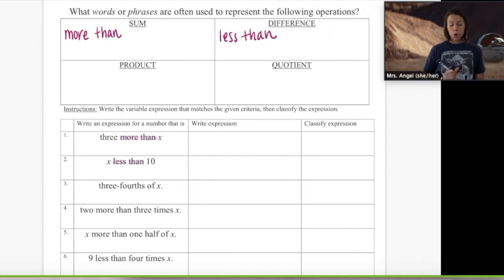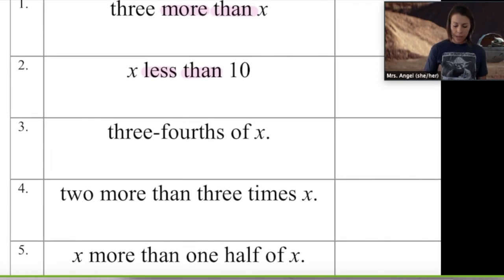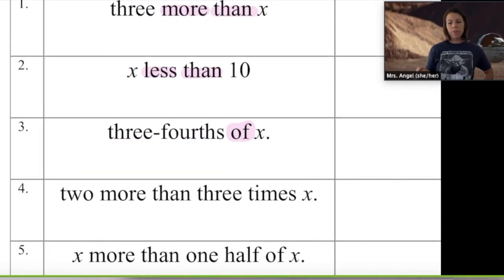Let's do 2 more together. Number 3, 3/4 of x. Ooh, what's the word here? The word is of. What do we think of means? Well, this is a tough one, but if I think about it in a different sense, if I had 2 of something or 10 of something or 12 of something, that's like taking that thing and multiplying it by the number of groups I have.